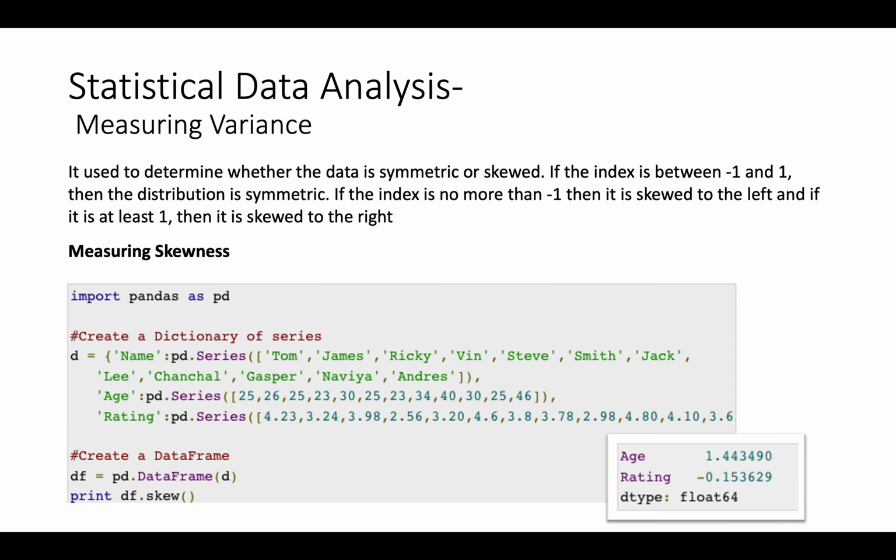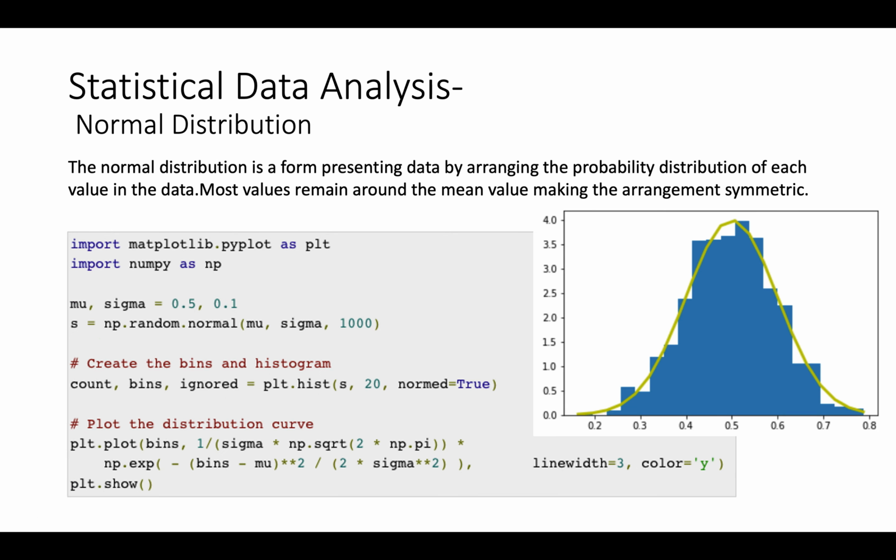Okay, skewness. Measure the value using the distribution: the data is symmetric if the index is between -1 and 1. If the index is not more than minus 1, then it is skewed to the left, and it is skewed to the right beyond 1. Here they show the measures, and skew is the function. You can quickly get the measure of the variances.